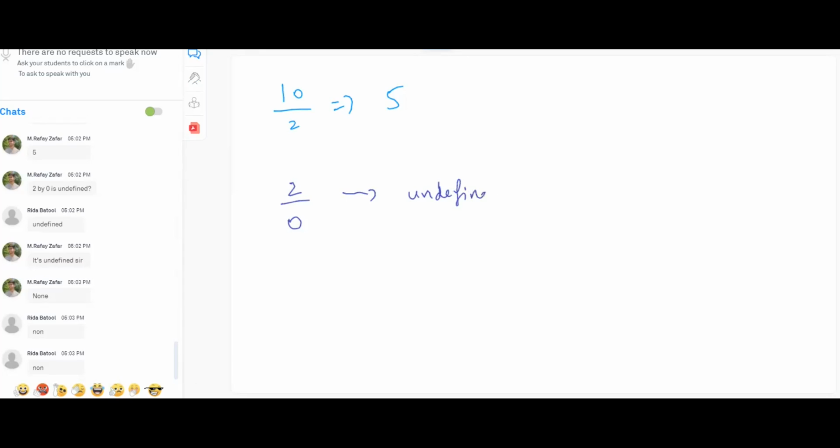That is why anything divided by 0 is basically undefined, right? There's no result to this. If you do this on your calculator, the calculator will say math error, meaning there was an error in your math, it's not working. You cannot do this, right? You cannot divide by 0.